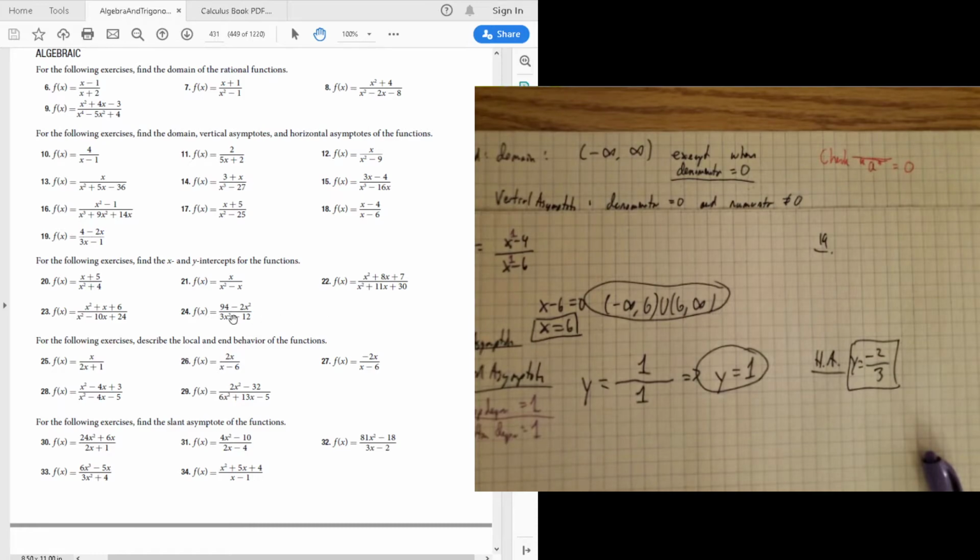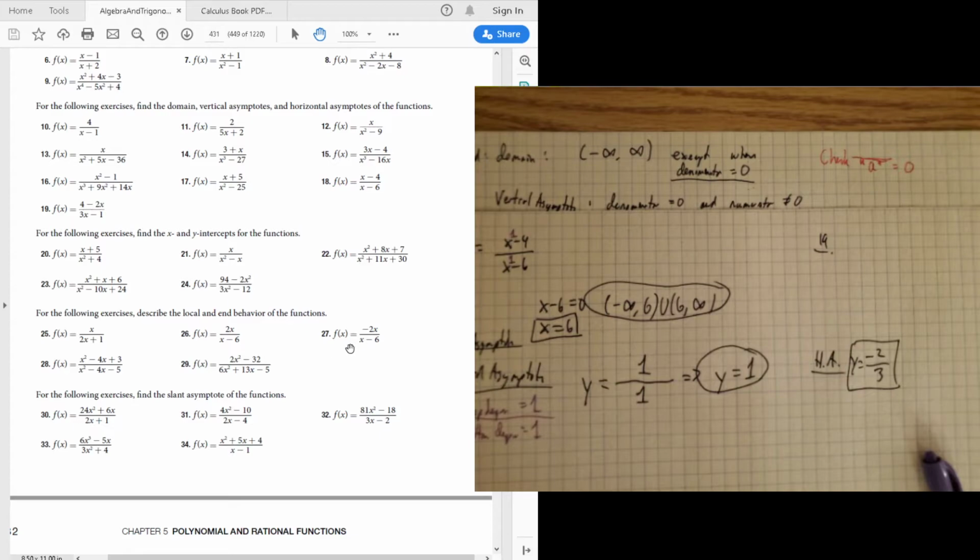If I go farther down, like let's say 24, same thing. If I wanted to find the horizontal asymptote, it'd be negative 2 over 3 as well. But if I look at one like 27, it'd be negative 2 over 1, because negative 2 is in front of the x, and 1 is over the x, so negative 2 over 1, there's the horizontal asymptote. For 29, it would be 2 over 6, because with x squared, we use the first coefficient, 2 over 6. There it is.